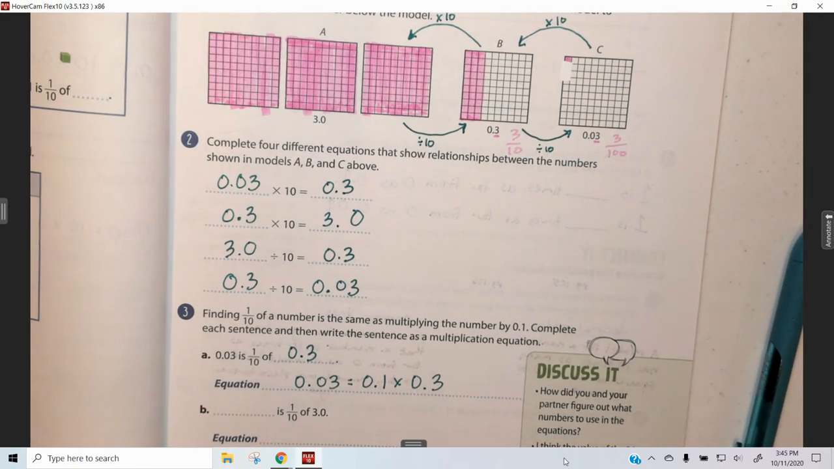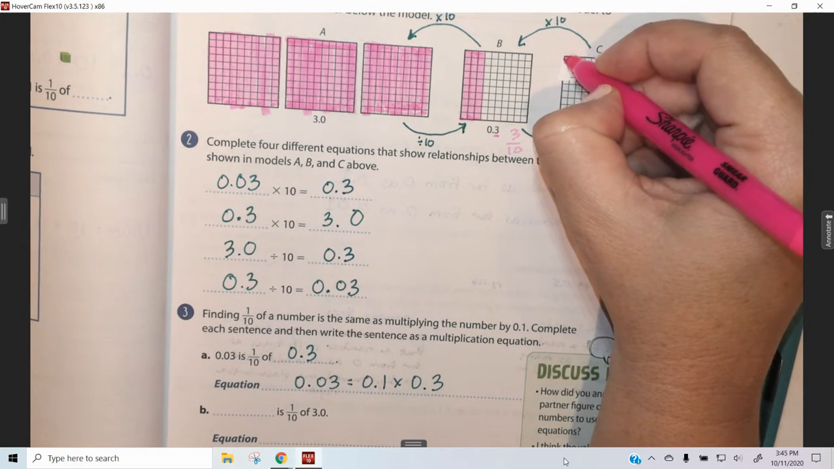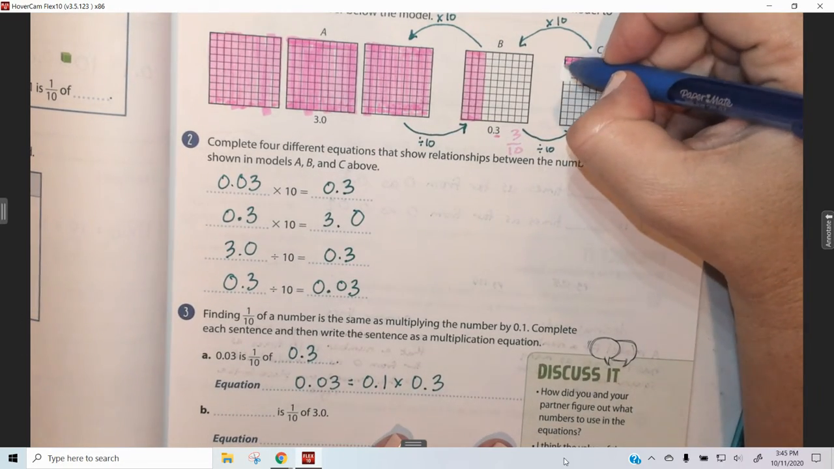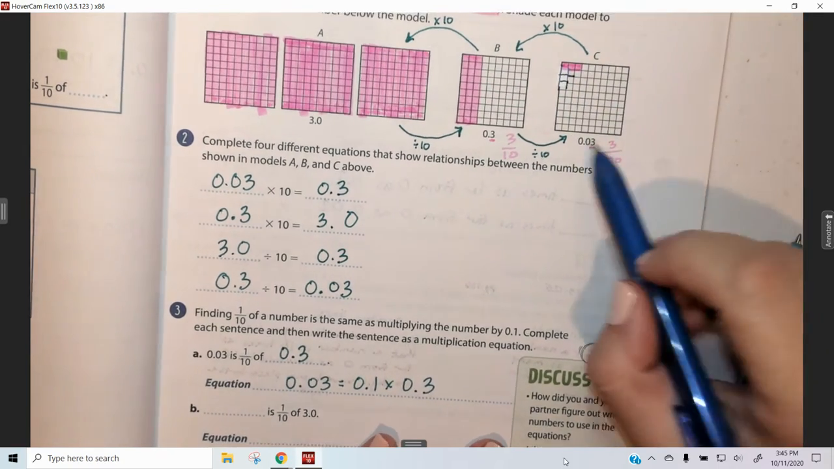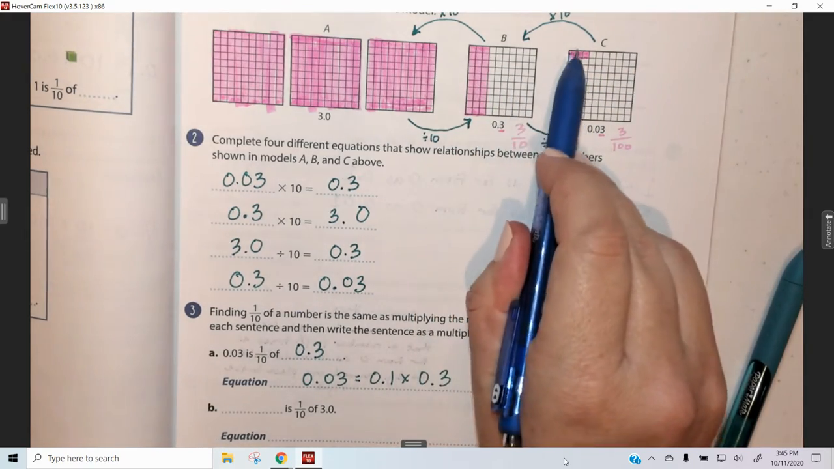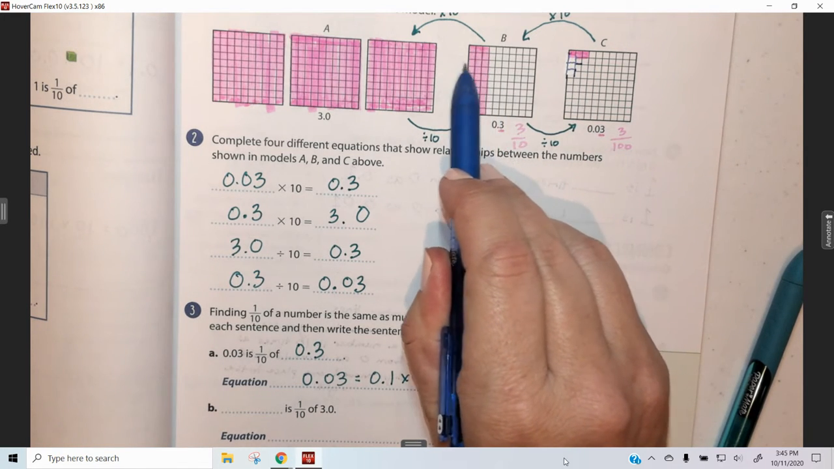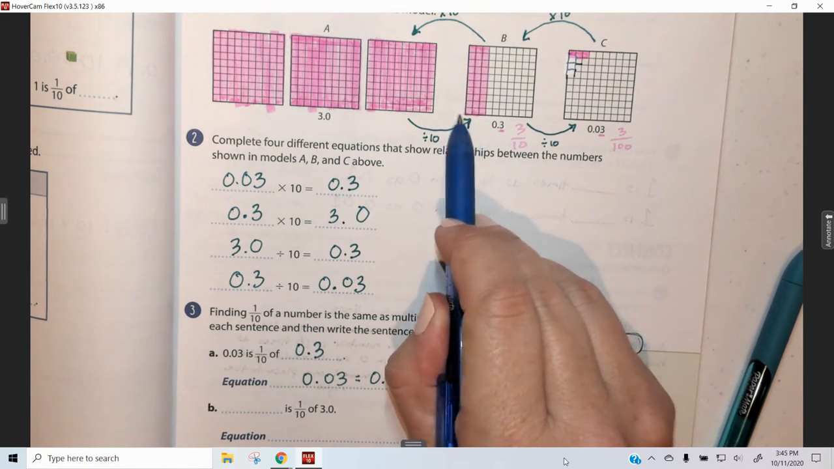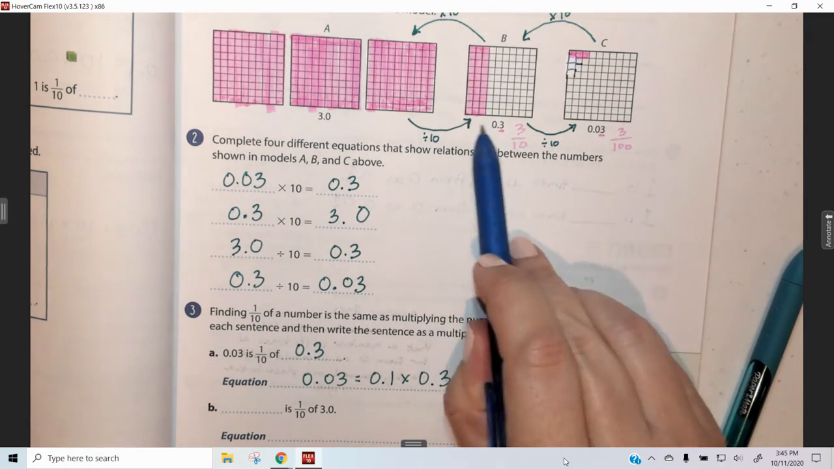If I shade in going like this, this might even help, because let me just fill this out. All right, so now if you look at it, how many of these are in here? There's going to be 1, 2, 3, 4, 5, 6, 7, 8, 9, 10. So this is 1/10 of this.